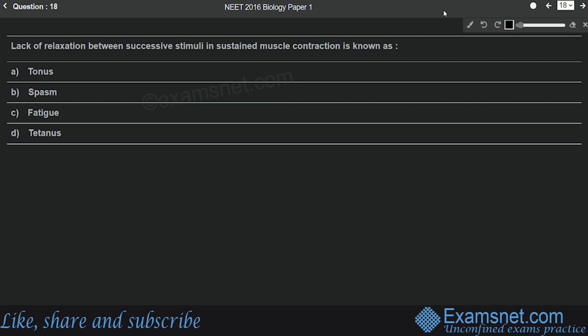Question number 18 is from the chapter Locomotion and Movement, and the question is, lack of relaxation between successive stimuli in sustained muscle contraction is known as, options are tonus, spasm, fatigue and tetanus. And the correct answer is option D, that is tetanus. So what is tetanus? It is sustained muscle contraction in response to successive stimuli.